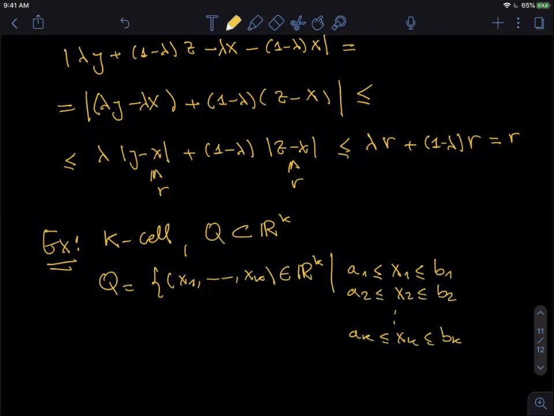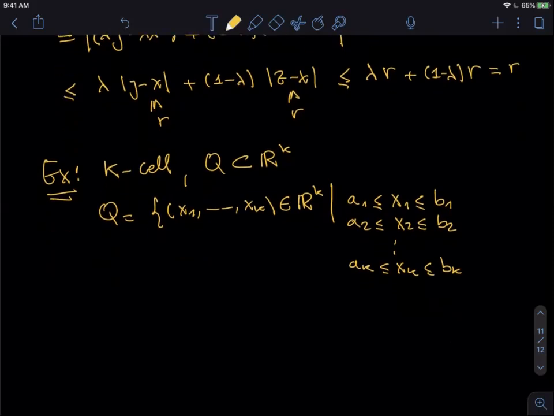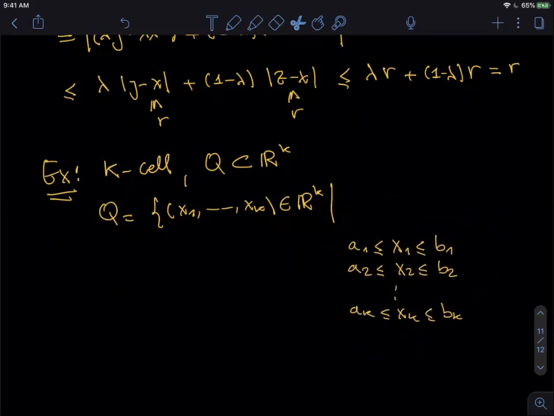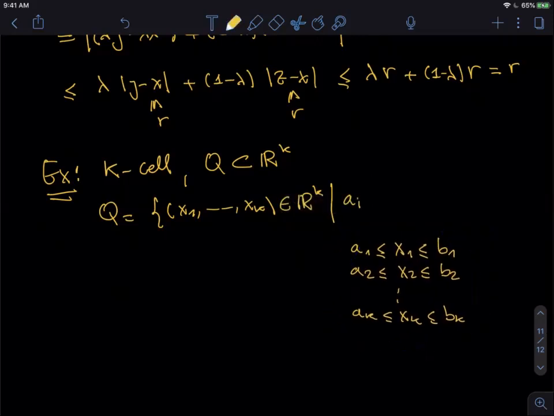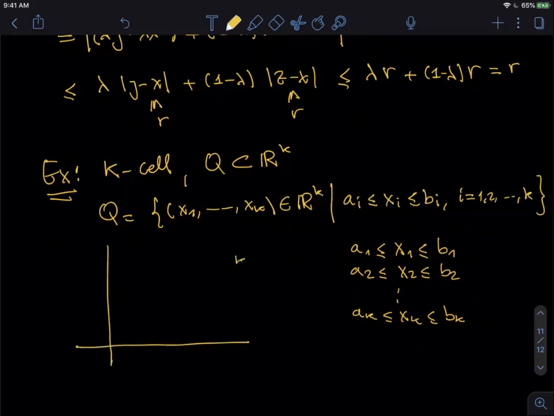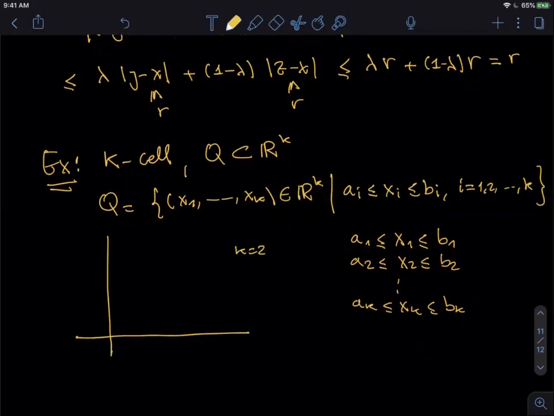Okay, we can write it this way, or we can just write, because this is very lengthy, right? So instead of writing the whole thing, what we will write is ai ≤ xi ≤ bi for i = 1, 2, and so on, all the way to k. But for example, when k equals 1, we have a segment, right? It would be just one inequality, so that would be a closed interval.